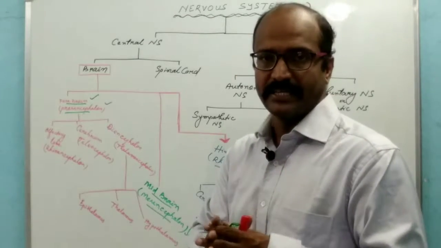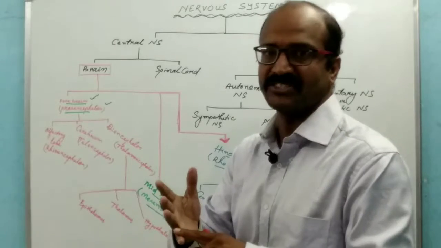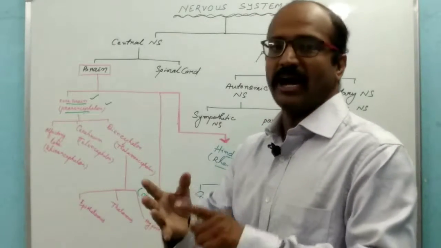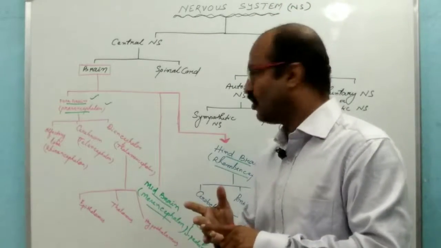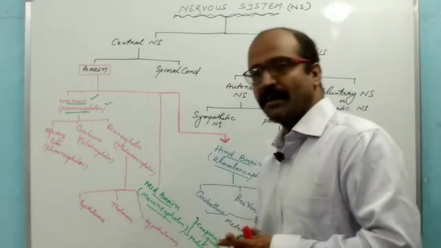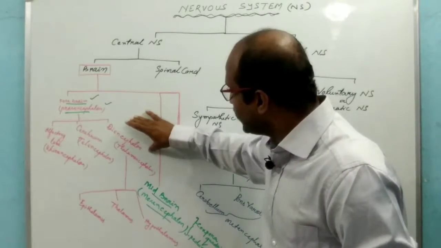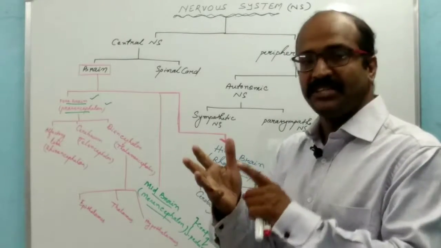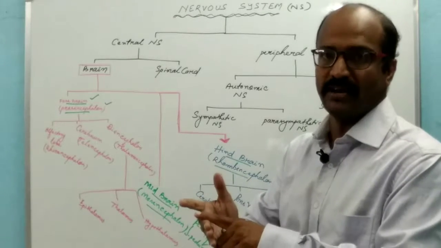So the forebrain has three important parts. One is the olfactory lobe, also known as the rhinencephalon. Rhin means nose. Then the telencephalon, or the cerebrum, and the diencephalon, which is known as the thalamencephalon. The diencephalon again has three important parts: the epithalamus, the thalamus, and the hypothalamus.